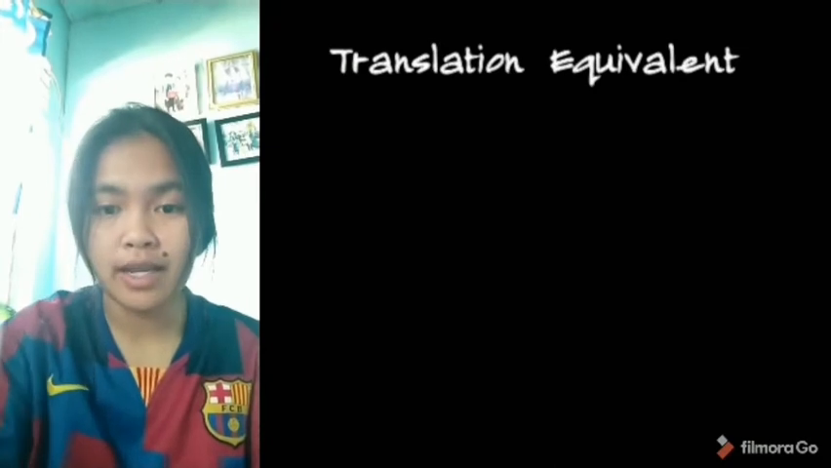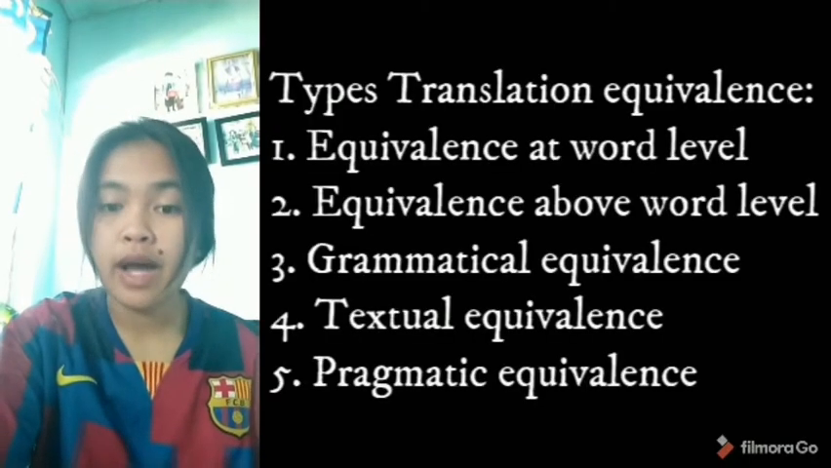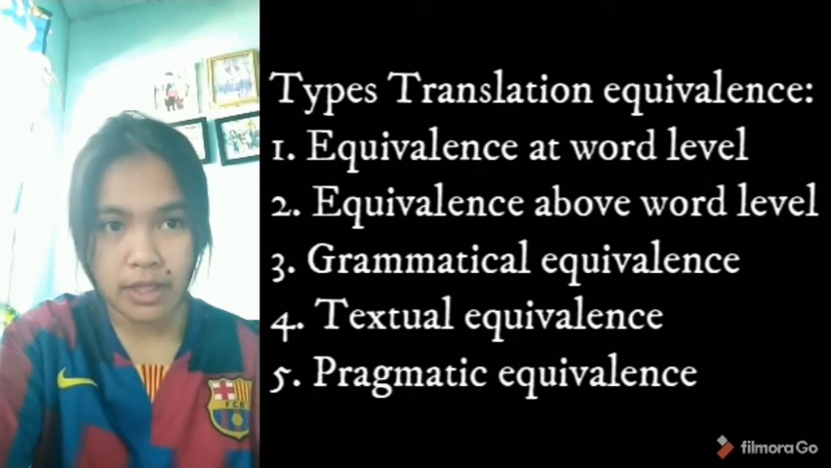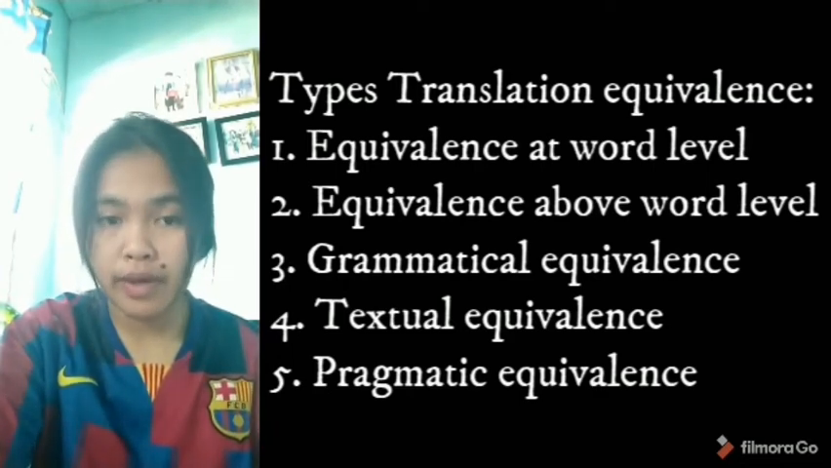Today our topic is about translation equivalence, and we are from group 4. We want to explain about Baker's concept. Baker outlines 5 types of translation equivalence. They are equivalence at word level, equivalence above word level, grammatical equivalence, textual equivalence, and pragmatic equivalence.